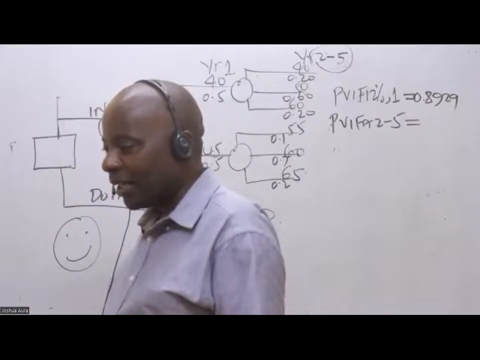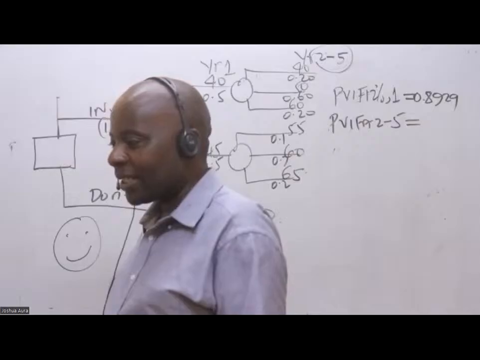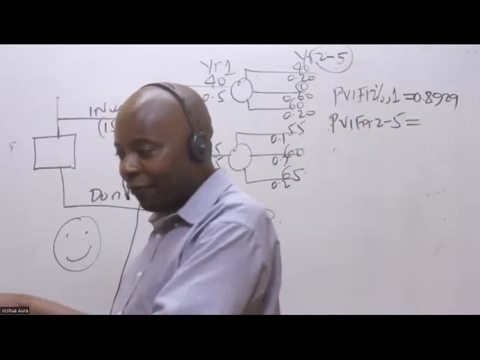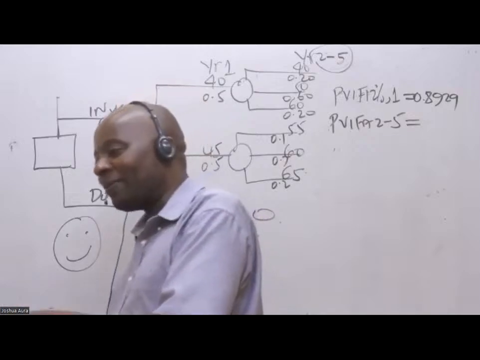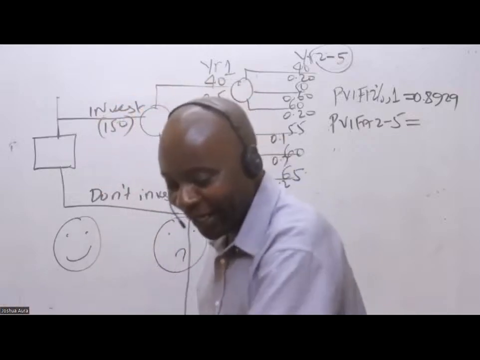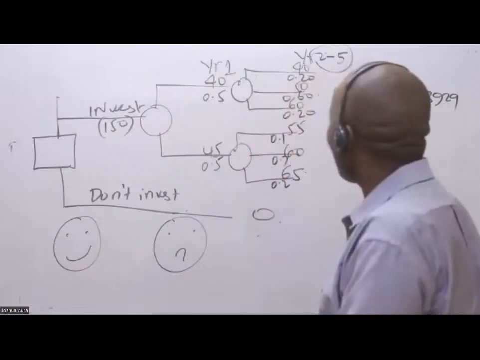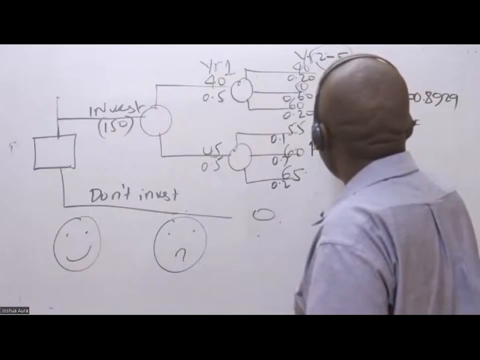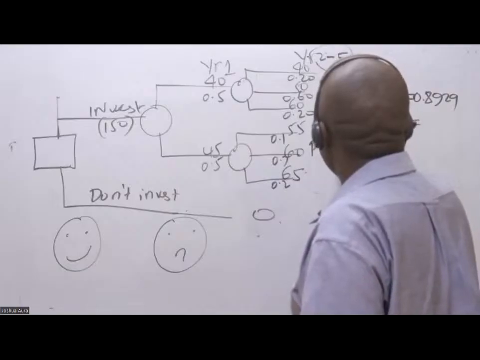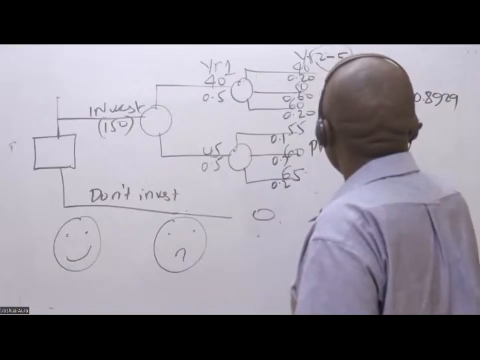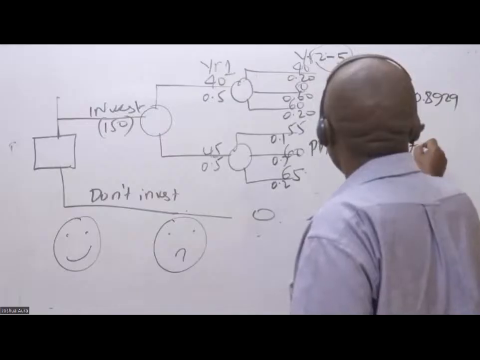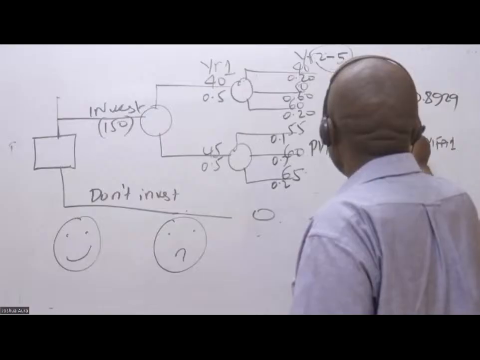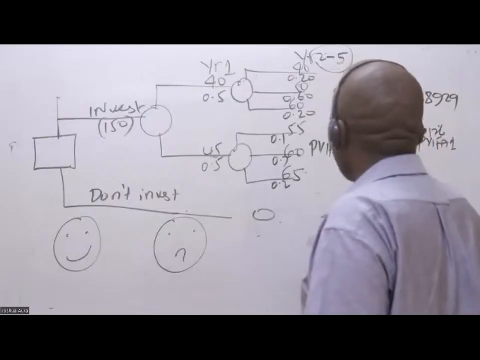PV-FA. Yes, you can see they are able to interpret very well. They're able to do year 5 minus year 1. Thank you very much. So in this case, what do we have for PV-FA? PV-FA 2 to 5 is PV-FA 5 minus PV-FA 1. Don't forget you're using 12% across.